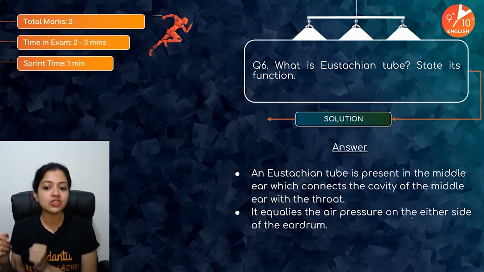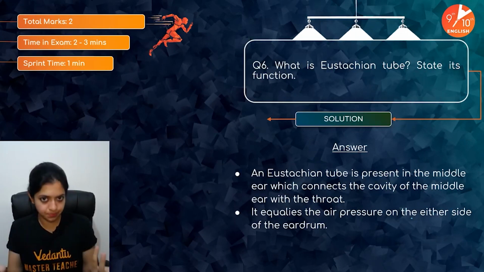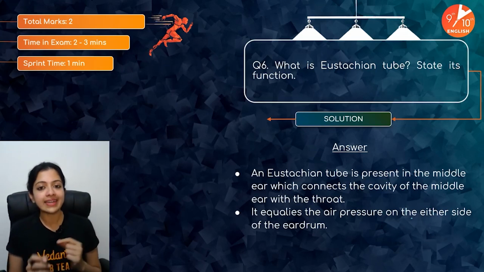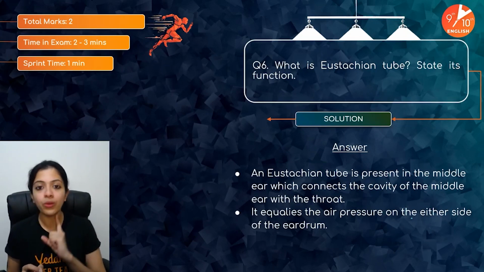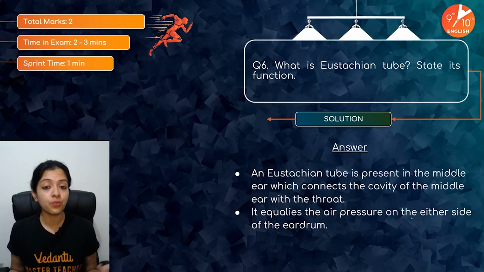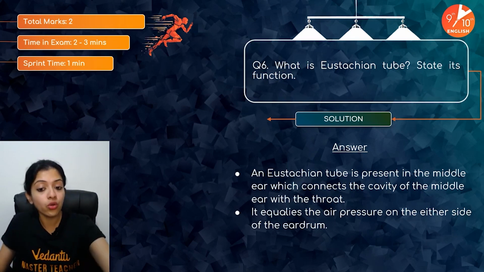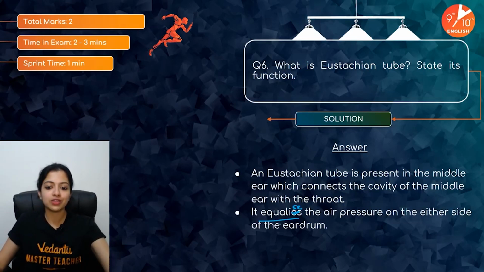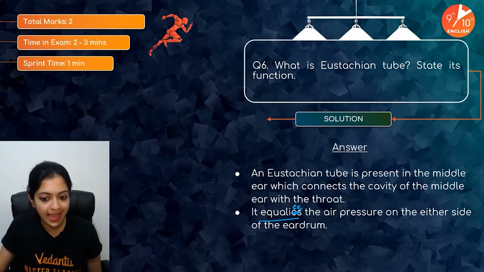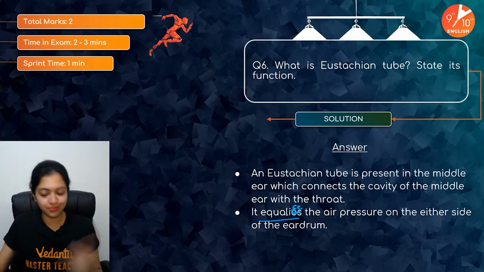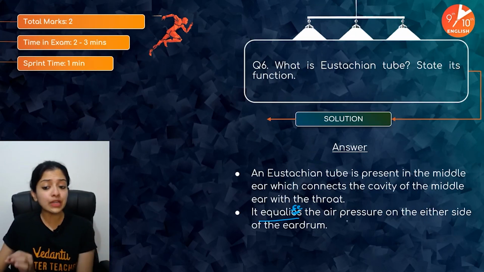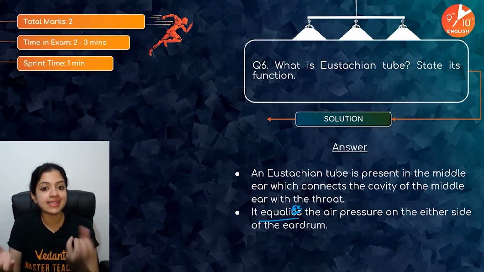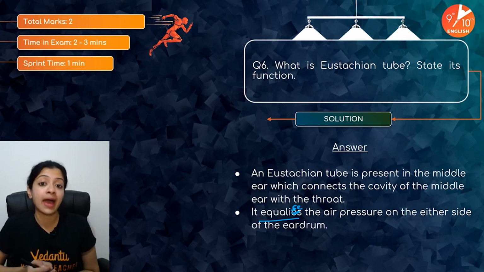So the eustachian tube is present in the middle ear, is basically part of the middle ear, and connects the cavity of the middle ear with the throat. What does it do? It's very important to equalize. All right, sorry about the spelling. Equalize, it's S-E or Z-E? Okay, S-E. Equalize the air pressure on either side of the eardrum or the tympanum.